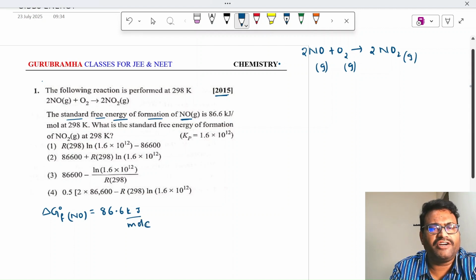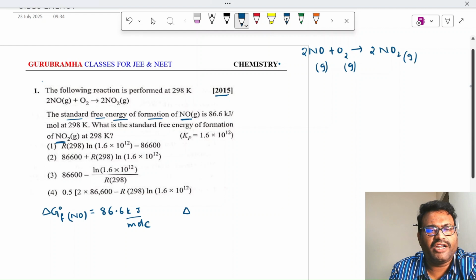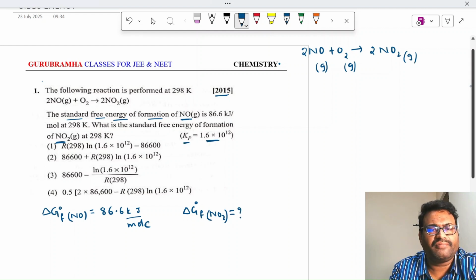What is the standard free energy of the formation of NO2? What is asked? Delta G naught f of NO2 is asked. Kp is given as 1.6 into 10 power 12.